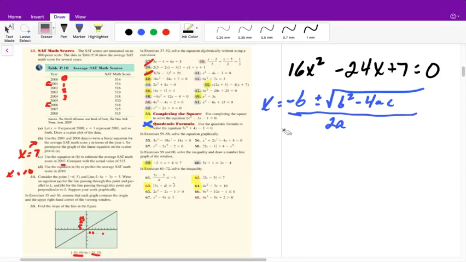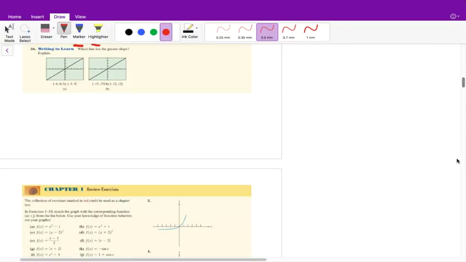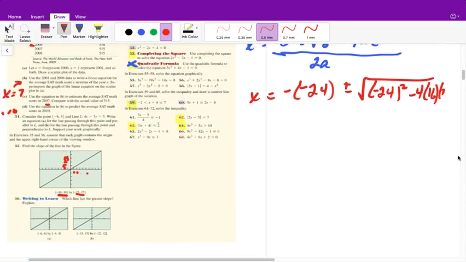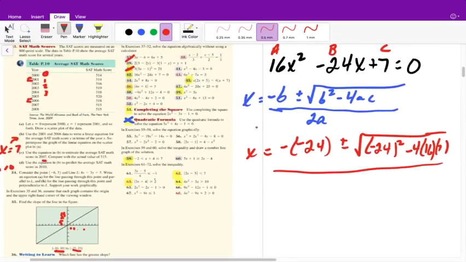All right, so then I'm going to go ahead. My a is the number in front of my x squared. My b is the number in front of the x. My c is my constant. So then x is equal to negative of negative 24 plus or minus the square root of negative 24 squared minus 4 times 16 times 7 all over top of 2 times my a, which is 2 times 16.